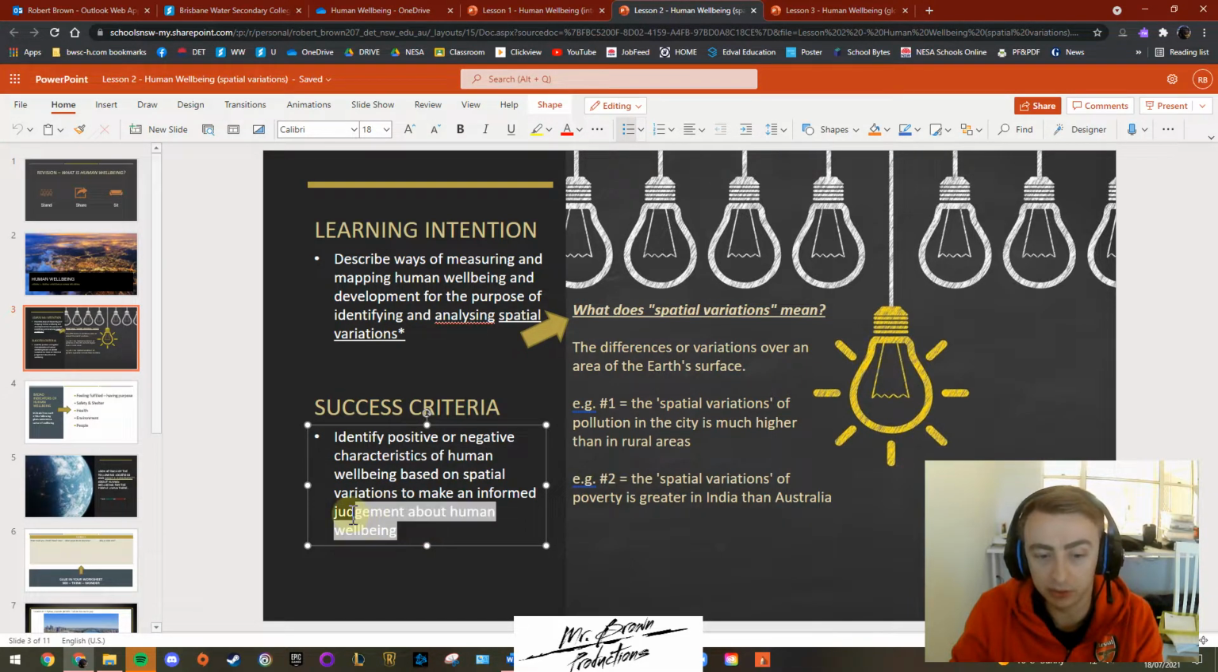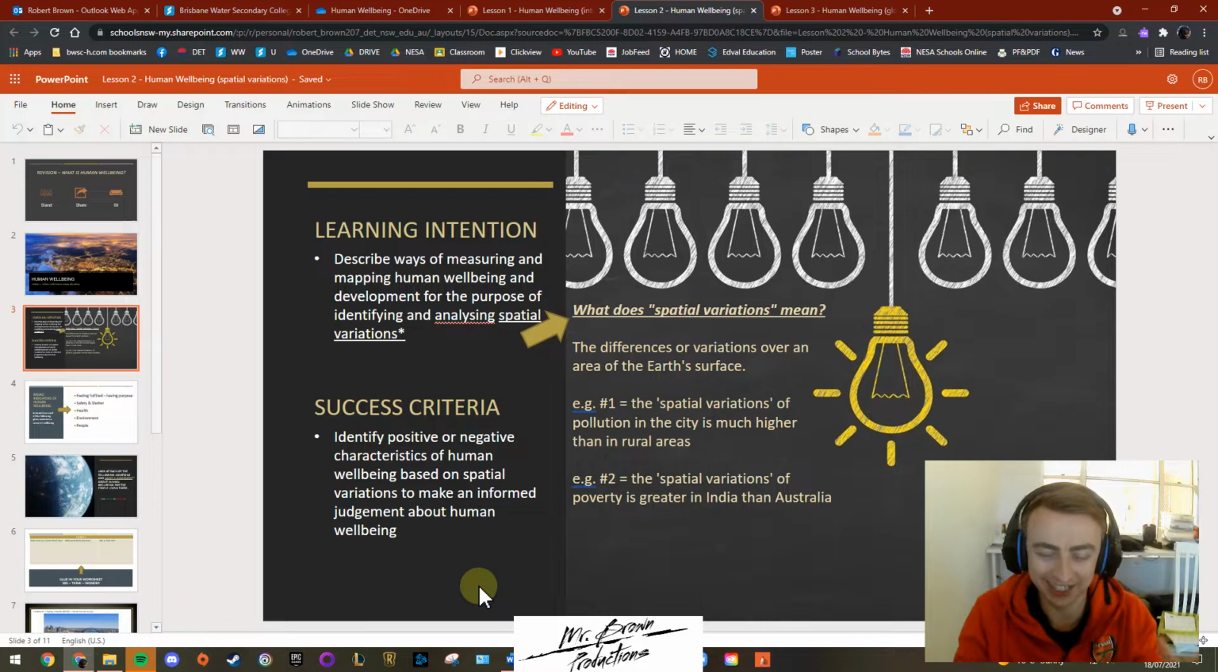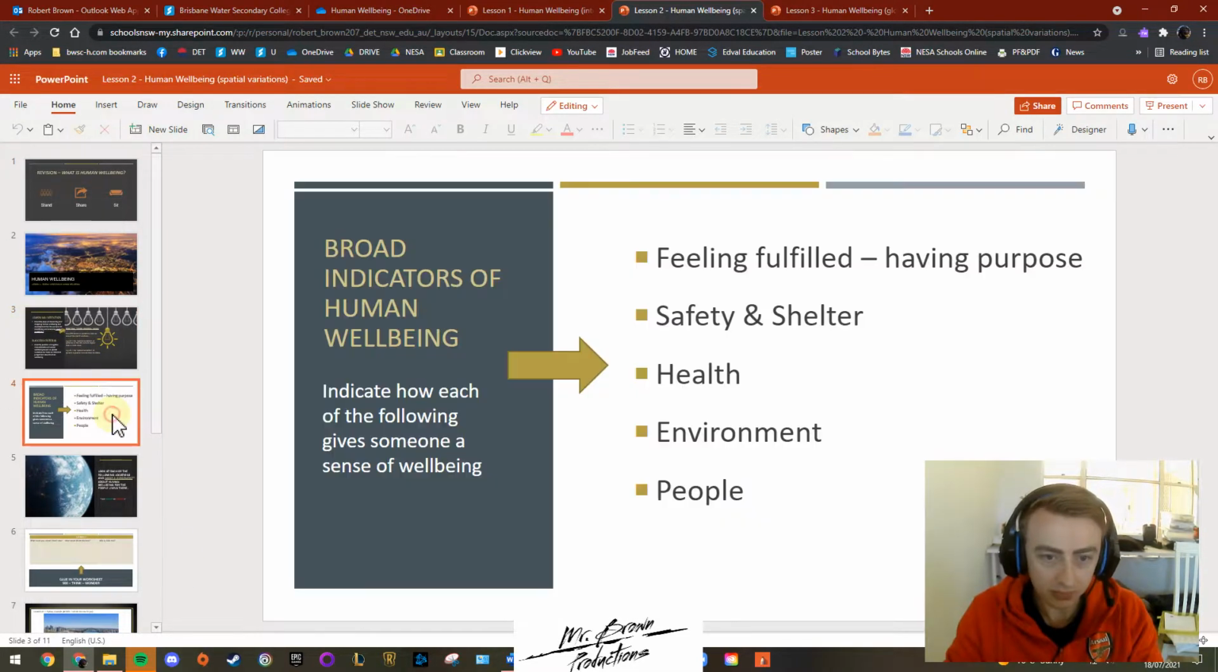And then what we're going to do is make a judgment about human well-being, an informed judgment based on some evidence. So if I was to break it down again a bit more, we're going to look at different areas in Australia, and we're going to look at some photos. And what we're going to do with those photos, by looking at these different locations, we're going to list some positive and negative characteristics of those locations and how that would positively or negatively impact your human well-being. So once you've written those things down, move on to slide 4.